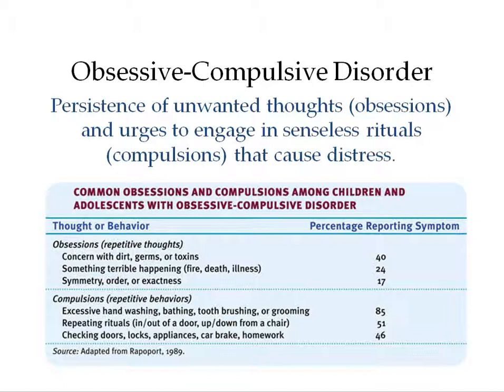Obsessive compulsive disorder includes symptoms of persistence of unwanted thoughts, which are obsessions, and urges to engage in senseless rituals, which are compulsions. And they cause distress. People who have OCD, they want to stop these obsessions and these compulsions, but are unable to do so. Okay? So when we think about obsessions versus compulsions, obsessions are thoughts and compulsions are actions. So I might have an obsession about germs and compulsively wash my hands.